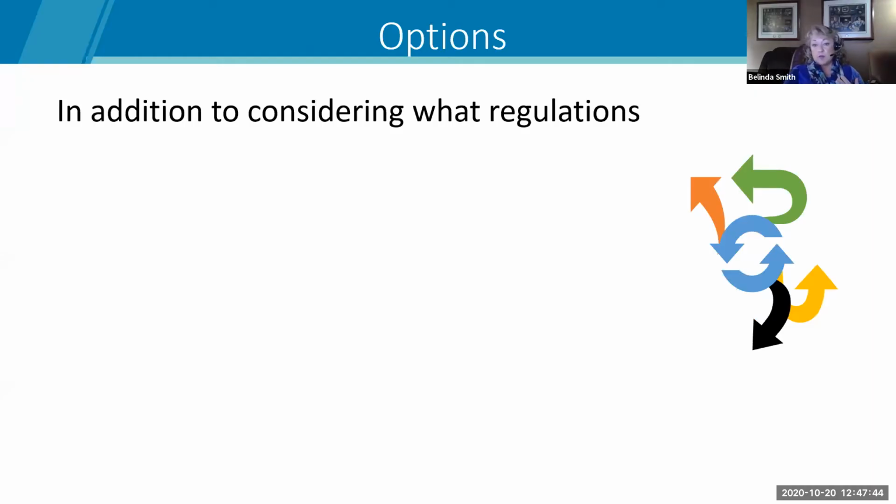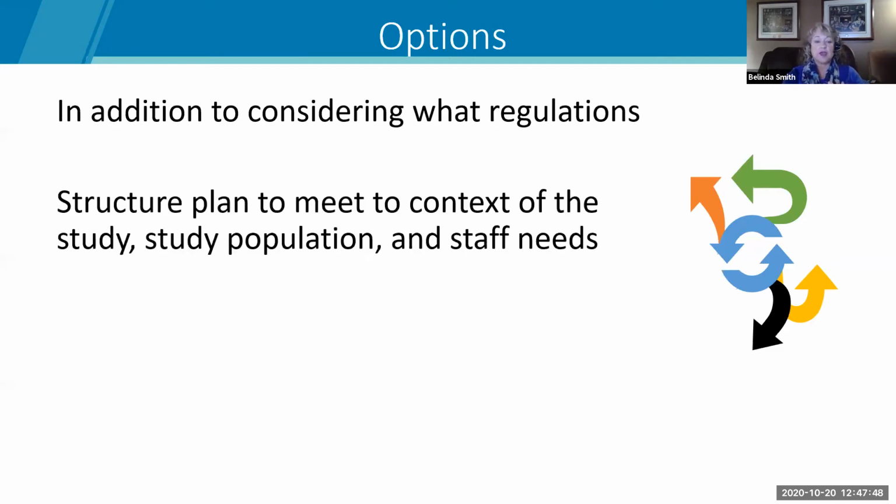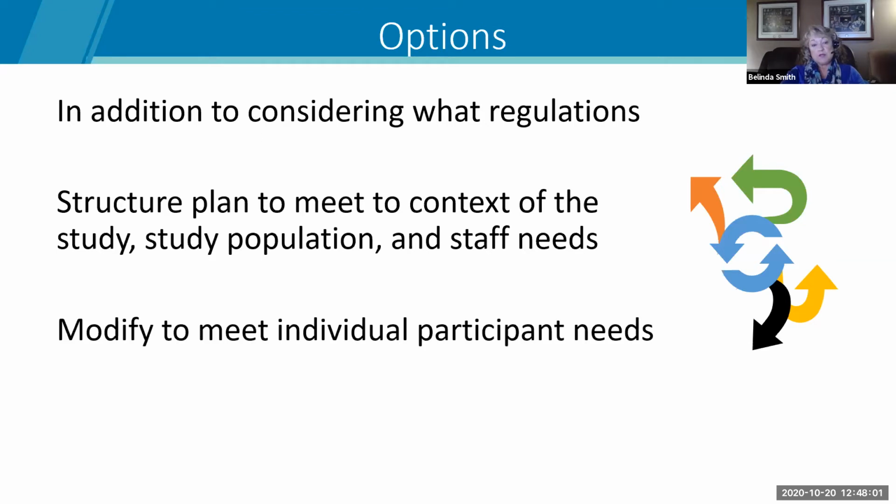So first thing, what regulations apply to your study to know what options you have? Structure your plan to meet the context of the study, your subjects, your staff needs, and then you may need some contingency plans as well when you're trying to meet the individual needs of a participant and what their preferences are.